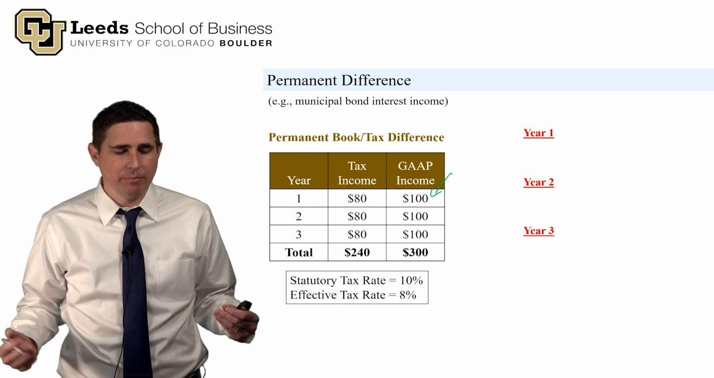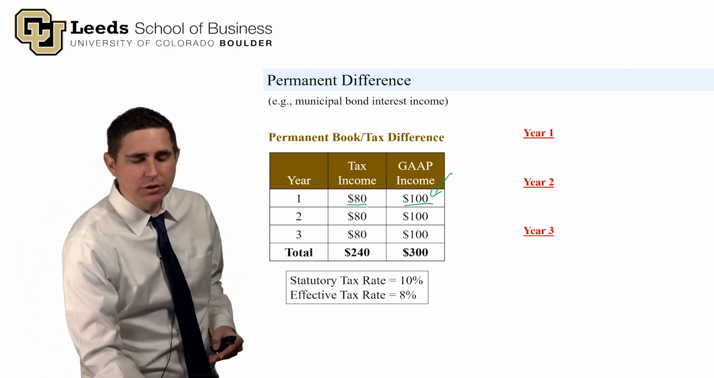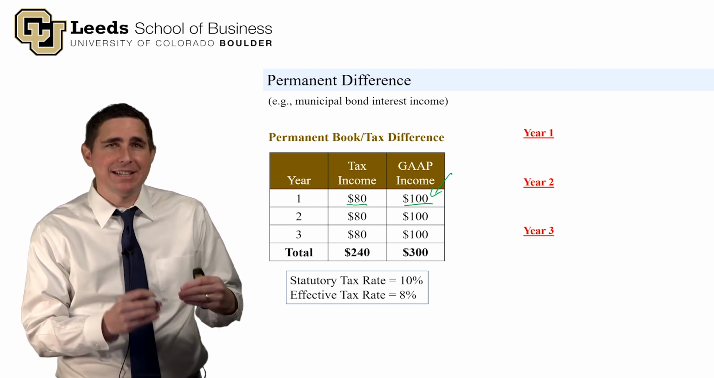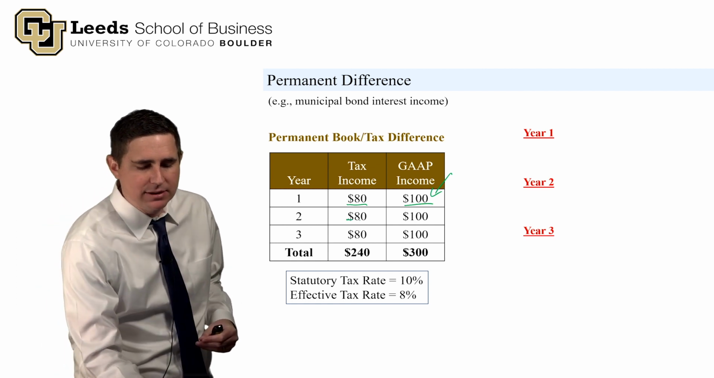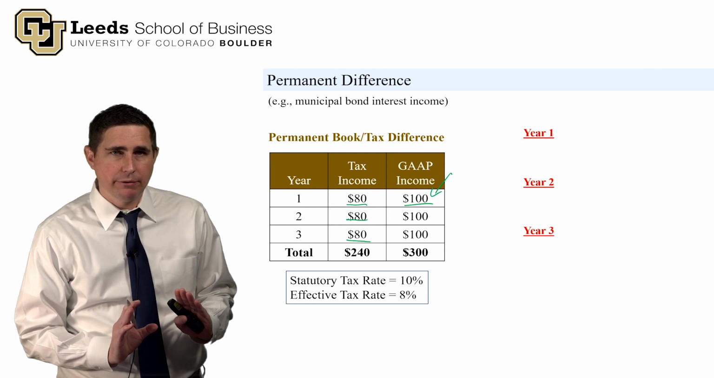$20 of that is not taxable, and it's permanently not taxable. It's never taxable. So when you look at $100 of GAAP income in year one, the tax return is only going to show $80 of taxable income, so that you're only taxed on that $80. And that's a persistent difference, okay? $80 in each year. So here's just a permanent difference.